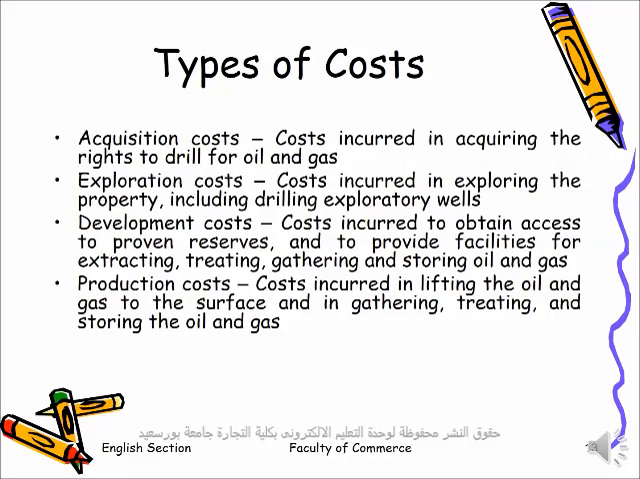Types of cost. We have 4 types of costs: acquisition cost, exploration cost, development cost, and production cost. Acquisition costs refer to costs incurred in acquiring the rights to drill for oil and gas.